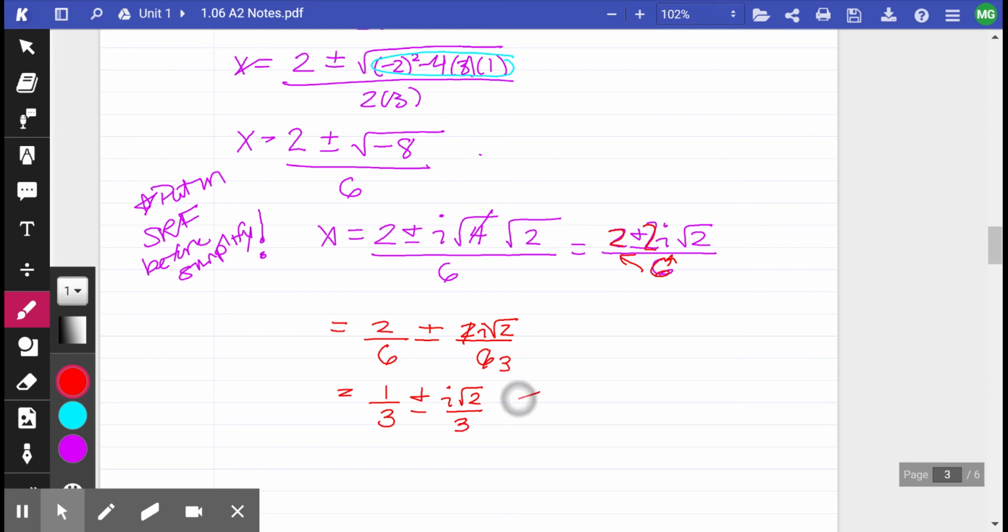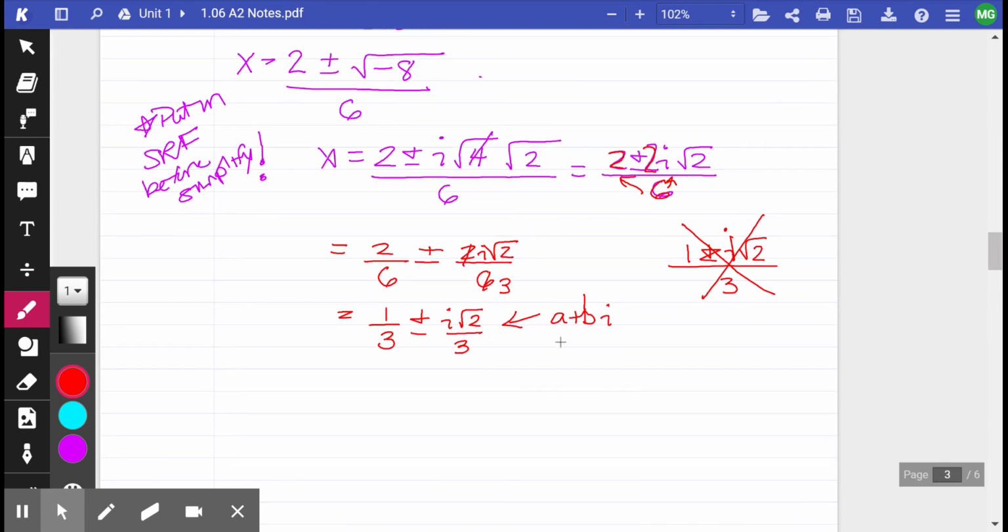Now this form right here is extremely important because this is a plus bi form. If you left it as 1 plus or minus i rad 2 over 3, that would be wrong because it's not in a plus bi form. A plus bi form means they must be separated. I apologize for the writing.